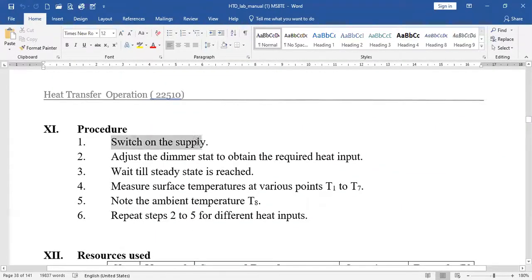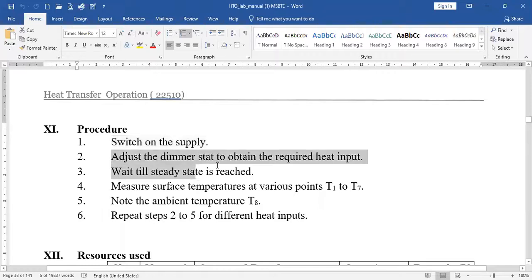Switch on the supply, adjust the dimmerstat to obtain the required heat input. So we have to decide and adjust this dimmerstat and decide the voltage, and the current is going to change accordingly. Then wait till steady state is reached. We have already discussed this steady state temperature. If the temperature is not changing with respect to time, then it is called steady state temperature. So for recording the temperature readings, we have to wait for this steady state.